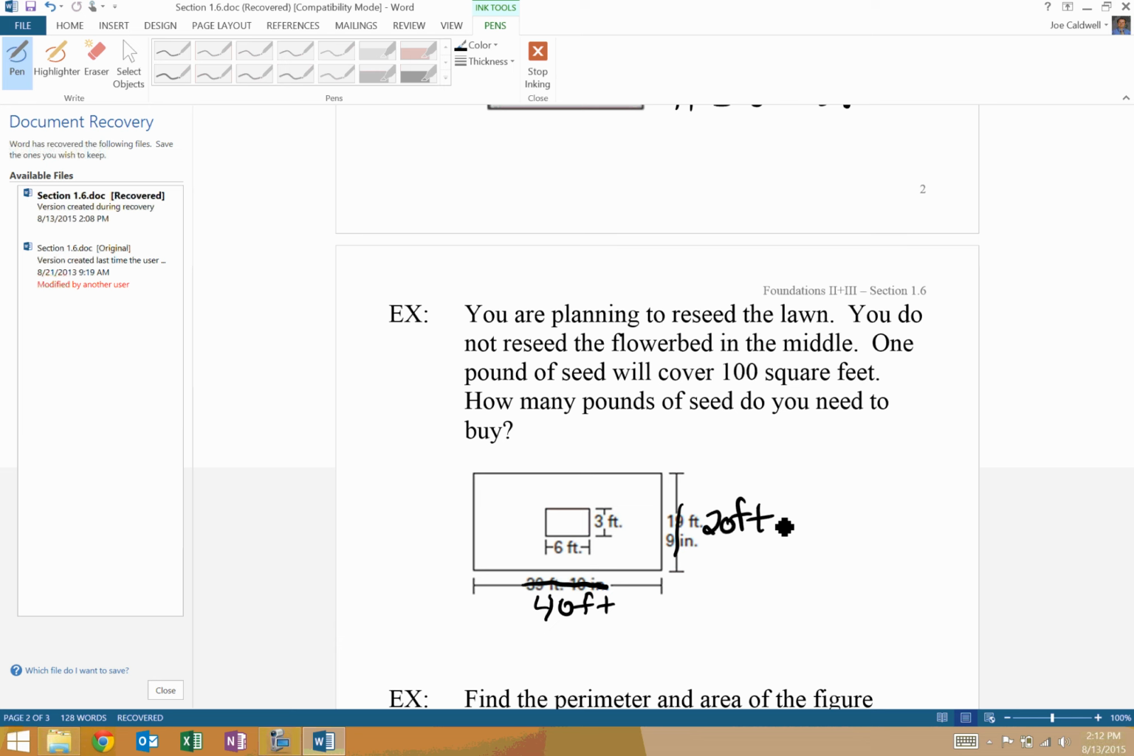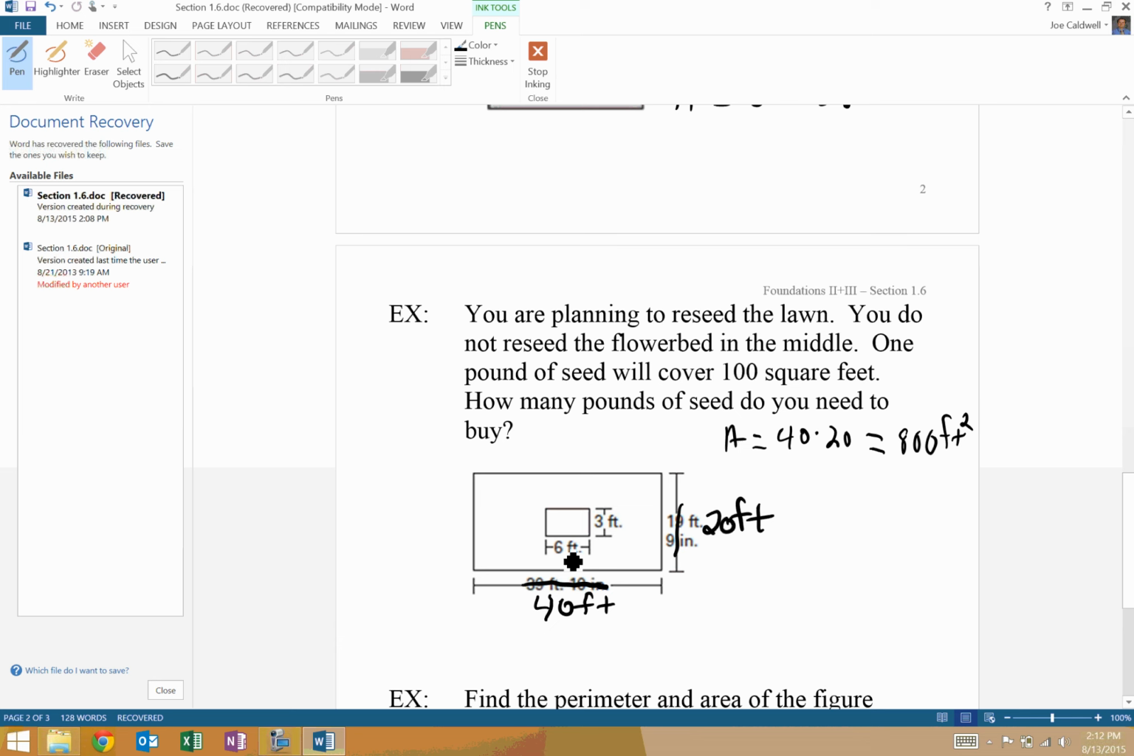So we need to know how many square feet, which means we need to know the area. So how are we going to find the area? Well, of this whole rectangle, it's going to be 40 times 20. And again, I made your numbers a little easier for you. So 40 times 20 would be 800, but we can't stop there. So that would be 800 feet squared, but that includes the whole area.